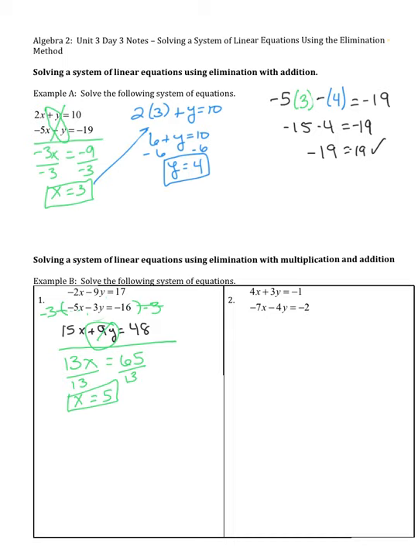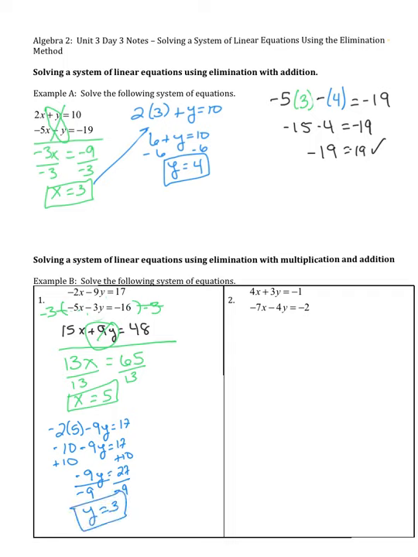All right. So let's write. Negative 2 times 5 minus 9y equals 17. Negative 10 minus 9y equals 17. I'm going to add 10 to both sides. Negative 9y equals 27. Divide both sides by negative 9. And y equals 3.